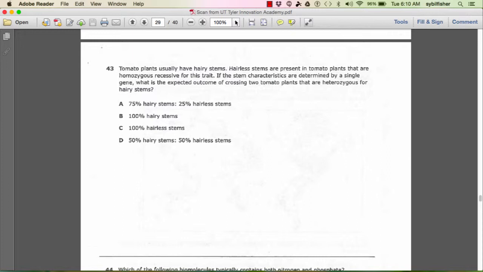A. 75% hairy stems to 25% hairless stems. B. 100% hairy stems. C. 100% hairless stems. D. 50% hairy stems and 50% hairless stems.